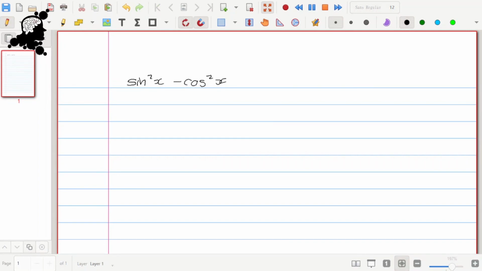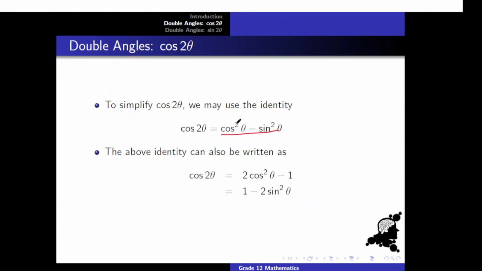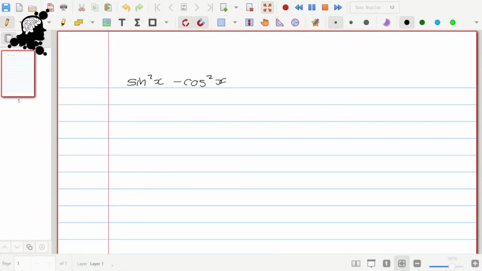But let's wait a second and let's go back to our notes. We said our double angle identity is cos squared theta minus sine squared theta. Yet the question we're given is sine squared x minus cos squared x.